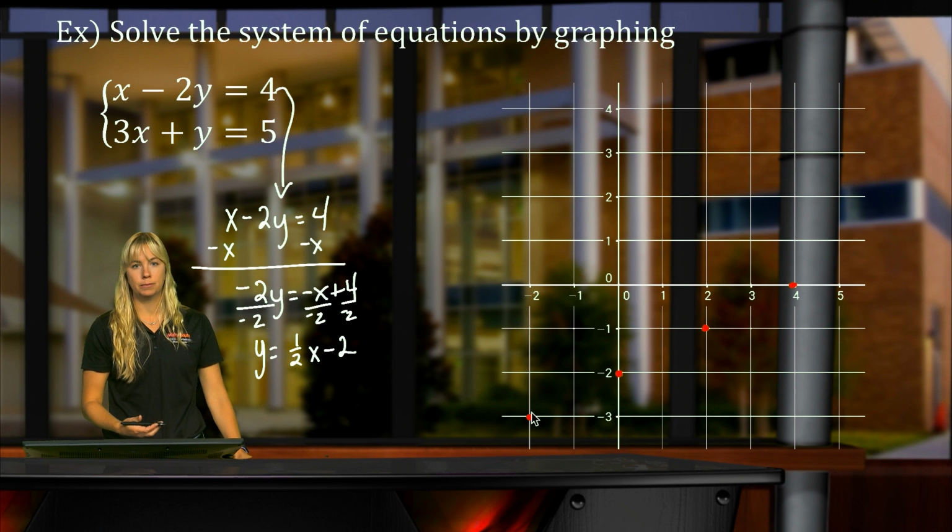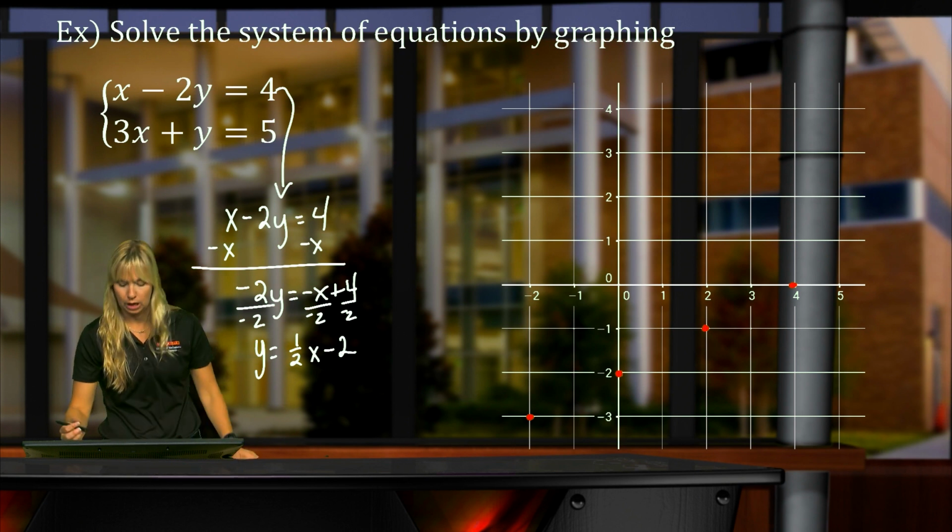When solving a system of equations by graphing, you want to make sure that you use the entire grid because you're looking for where the two lines intersect. If you only use a portion of it, you might miss that point of intersection.